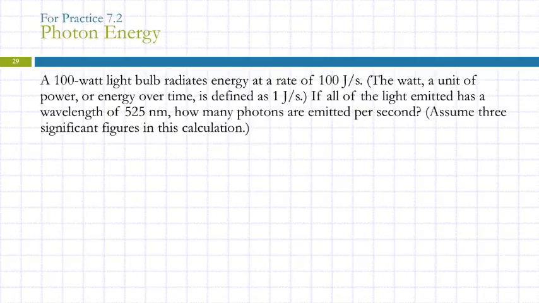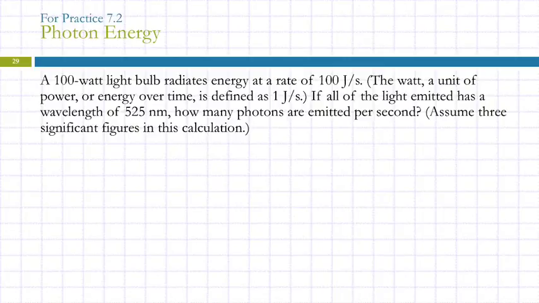So we could do some calculations. A 100-watt light bulb radiates energy at a rate of 100 joules per second. The watt is a unit of power. Power is energy over time. So a watt is equal to joule per second. So a 100-watt light bulb, 100 joules per second. If all of the light emitted by this light bulb has a wavelength of 525 nanometers, how many photons are emitted per second? And they're saying assume 3 sig figs. Because the way this is written, it would only be 1. But we're going to use 3 sig figs.